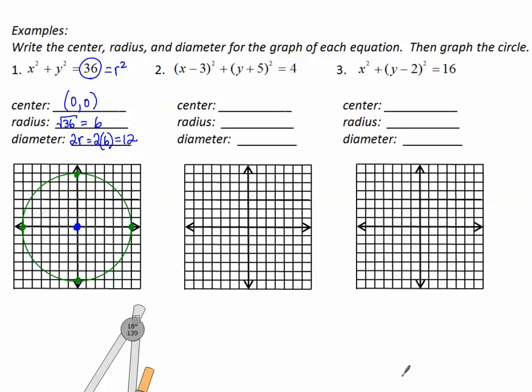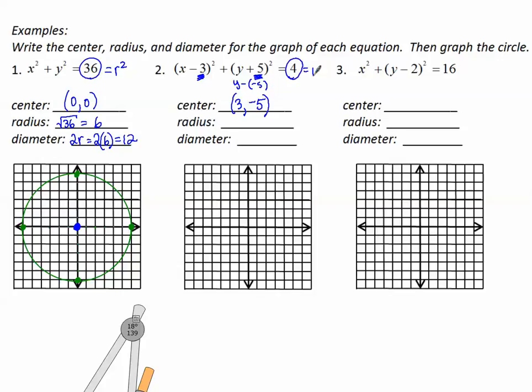Let's try a couple more, some that have some numbers in here. So again, what's subtracted from the x and subtracted from the y gives us our center. 3 is subtracted from x, so positive 3 is the x coordinate. 5 is subtracted from y. Basically take the opposite of this sign. Negative 5 is subtracted from y, because this is like y minus negative 5.